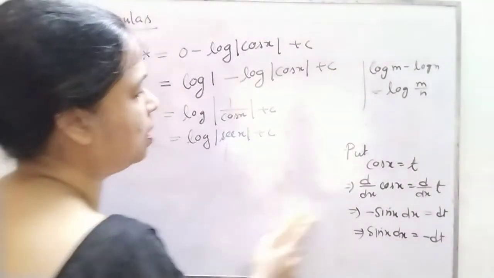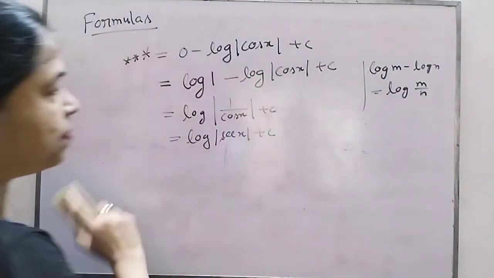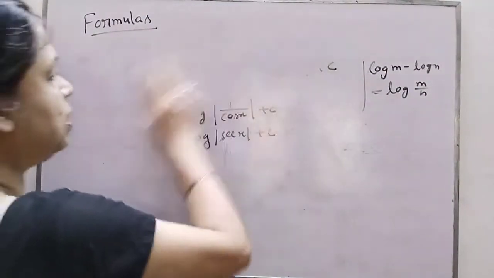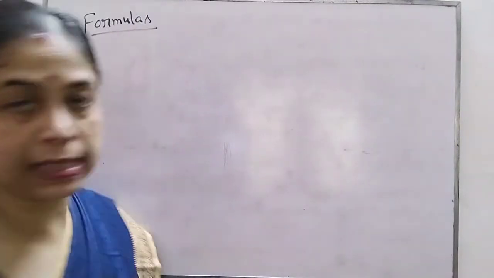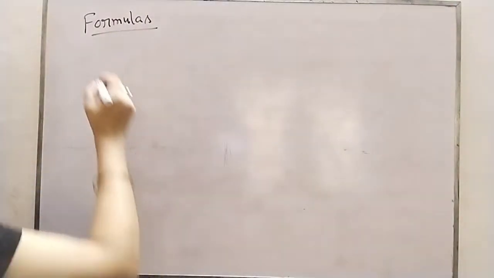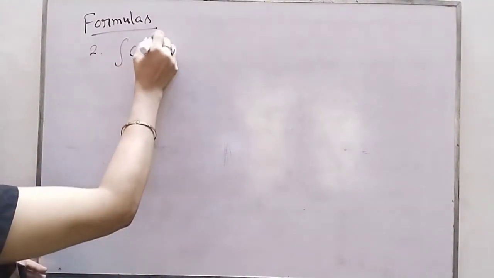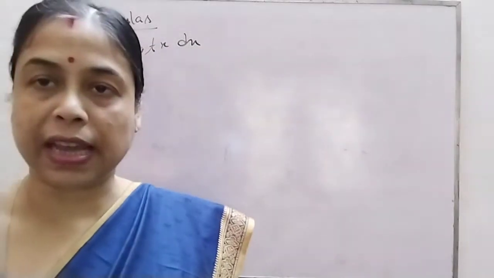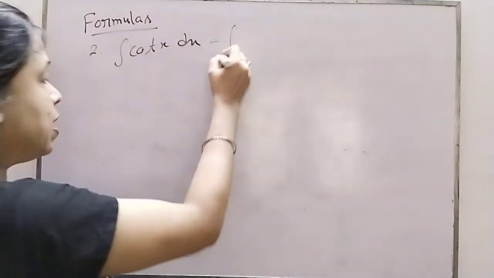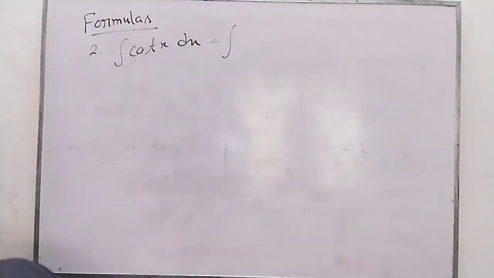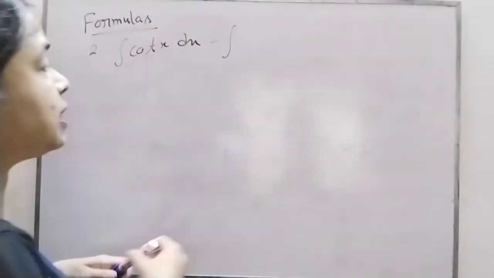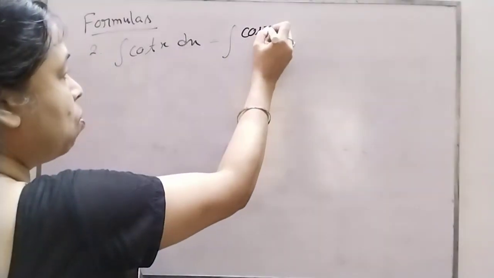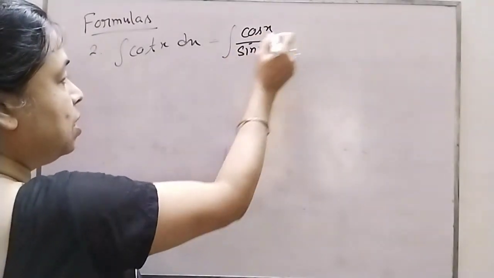That is, the next formula. So I just wrap up this formula. The next formula I am going to derive is the integration of cot x. So the second formula, integration of cot x dx. Cot x, you see, is similar to sine. Cot x can be written as cos x by sin x. Cos x by sin x into dx.